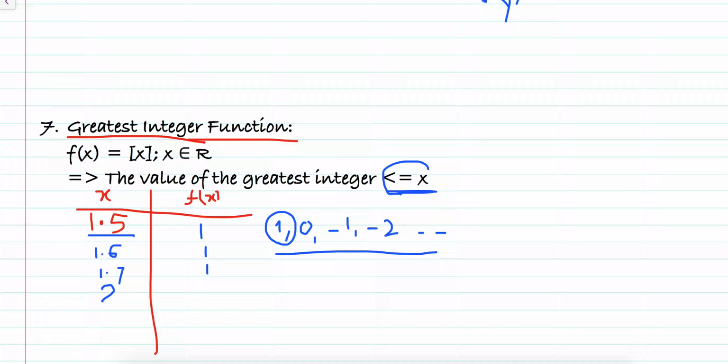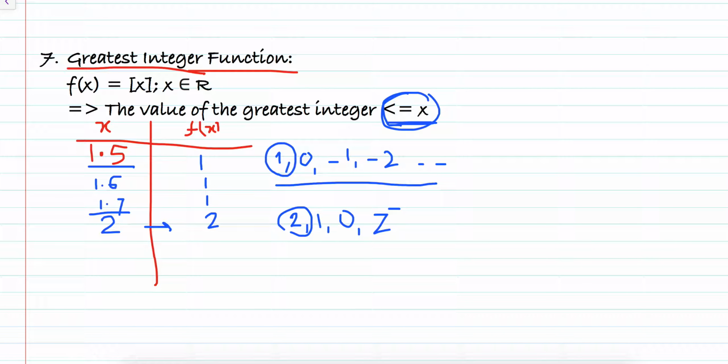But if we write 2, so the integers should be less than or equal to x, it can also be equal. So for 2, we cannot take 3, 4, 5 because these are more than x. So 2 is less than or equal to x, 1 is there, 0 is there, and all negative integers. So the greatest among these is 2. So for 2 it will be 2. So for any integer it will be the same as that.